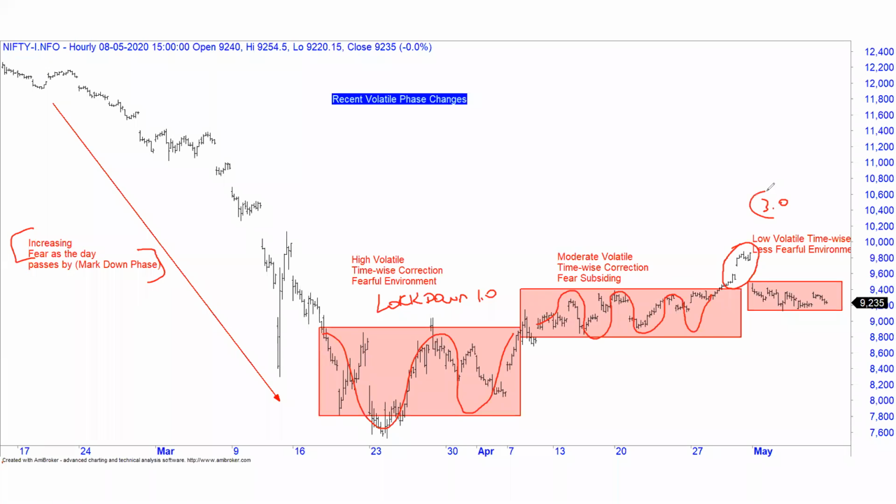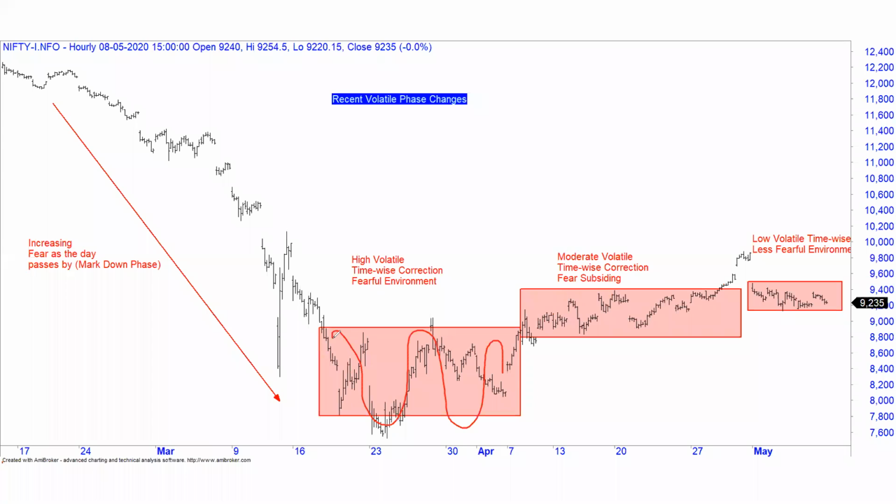And now we are in lockdown 3.0. Here we are in 3.0. 3.0 is even worse, like the fear is completely eliminated. If you see, the volatility has been slowly reducing. It hasn't reduced just like that overnight. Initially, we've seen bigger fluctuations. Later on, followed by medium fluctuations. Now the fluctuations are getting smaller and smaller and smaller.